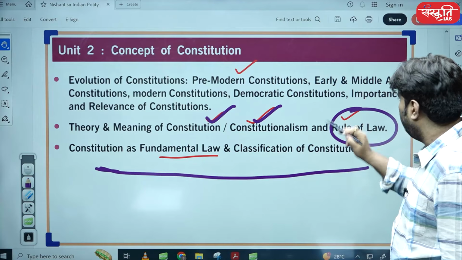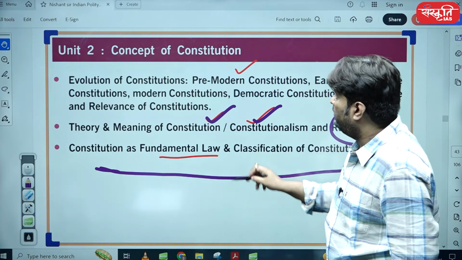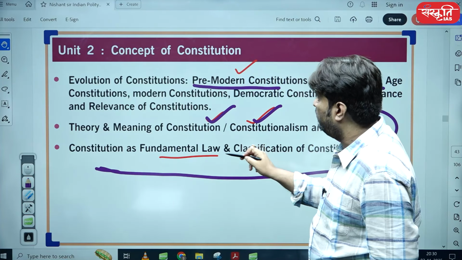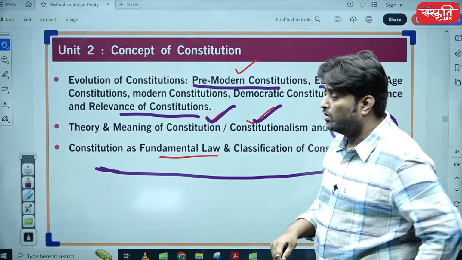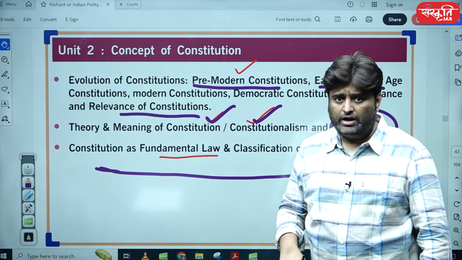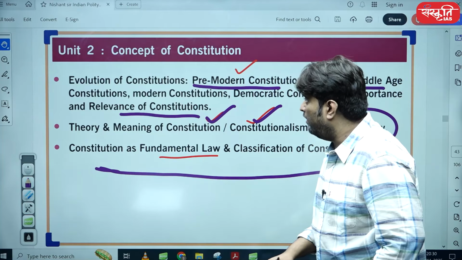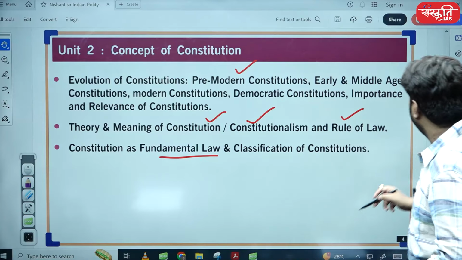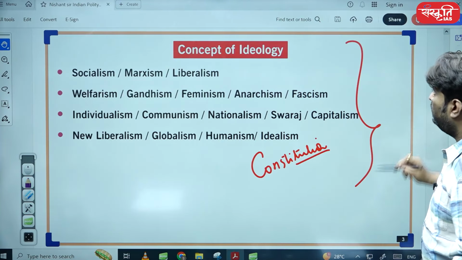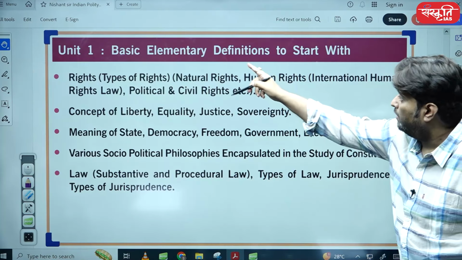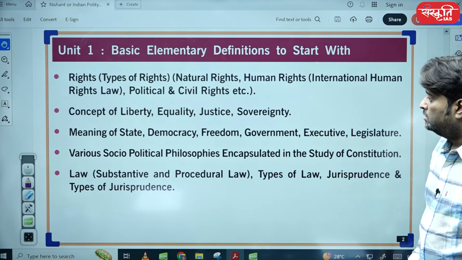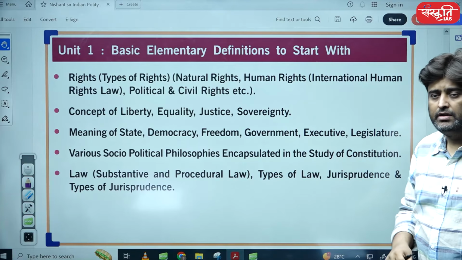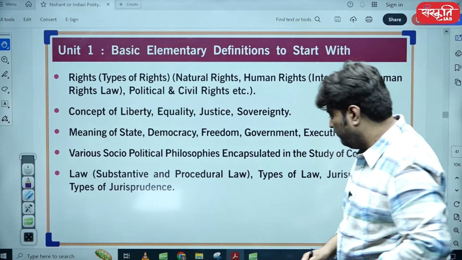You're comfortable with A.V. Dicey's rule of law. You're also comfortable with evolution of constitution, pre-modern one, early and middle age constitution, modern constitution, and of course significance and relevance of constitution, which I have gone through in my previous session. Now student, I have done with this topic. Now it's my responsibility to move towards the next unit. Now I'll be going to look into the next unit, that is unit number 1. So now my focus is going to be onto the unit number 1, basic elementary definition to start with. I still have time. I still have 5 to 10 minutes.